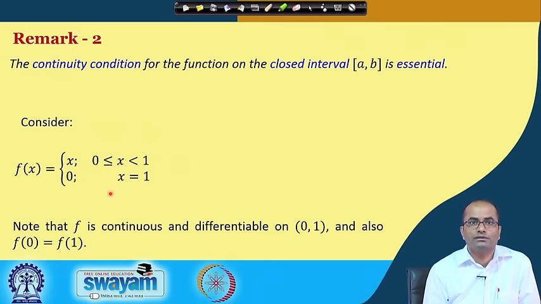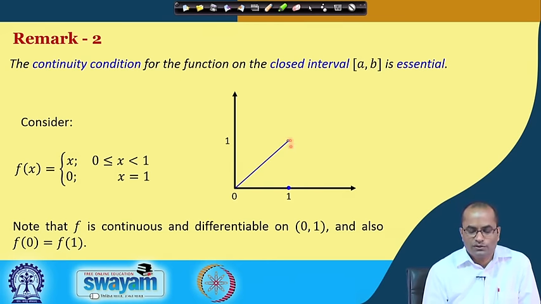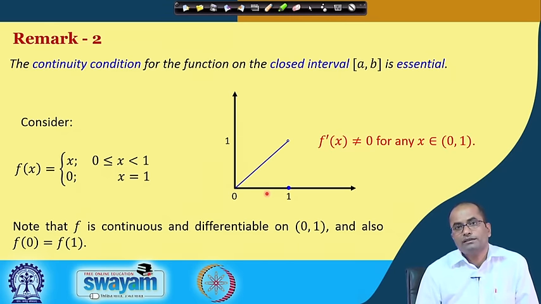We should note that the function is x from 0 to 1 and then at x is equal to 1 there is a jump, which we can see. At x is equal to 1 the function is taking value 0 and otherwise it is taking x. So, the function is not continuous at 1. Otherwise, all other conditions of Rolle's theorem are met, and we clearly see the derivative is 1 everywhere in the open interval 0 and 1, and therefore f prime x is not equal to 0 at any point in this interval 0 to 1.